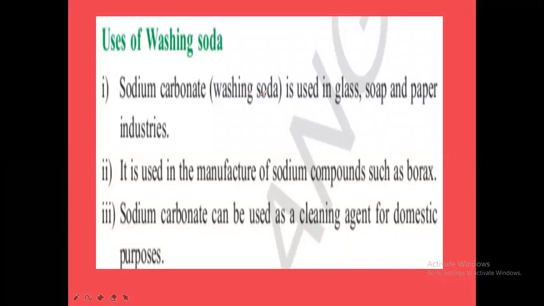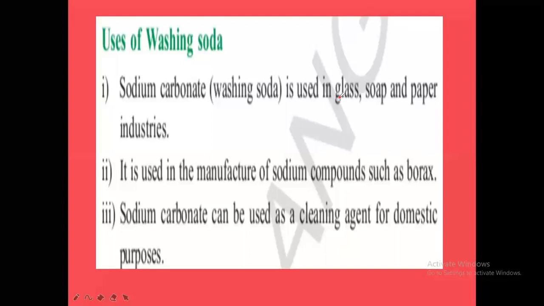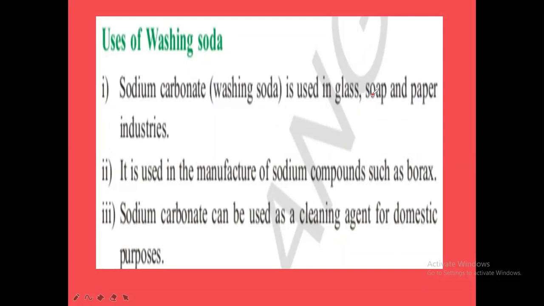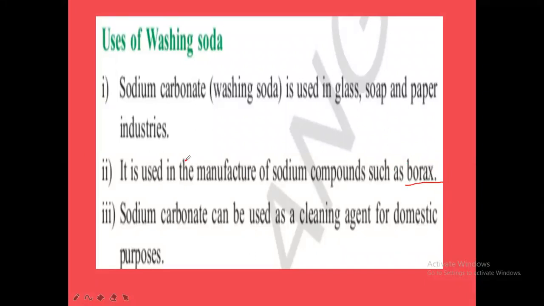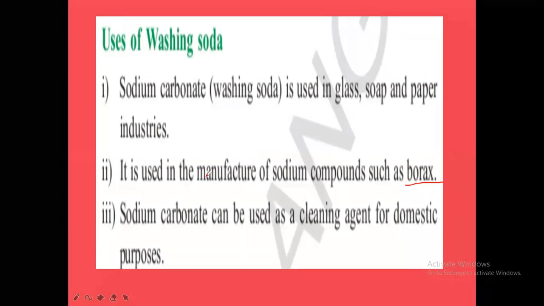Sodium carbonate, that is washing soda, is used in the glass industry, soap industry, paper industry. In the paper, soap and glass industries, washing soda is used. Next, washing soda is used in the manufacture of sodium compounds such as borax. Borax is one sodium compound. So borax is produced from washing soda. Keep that point in mind.